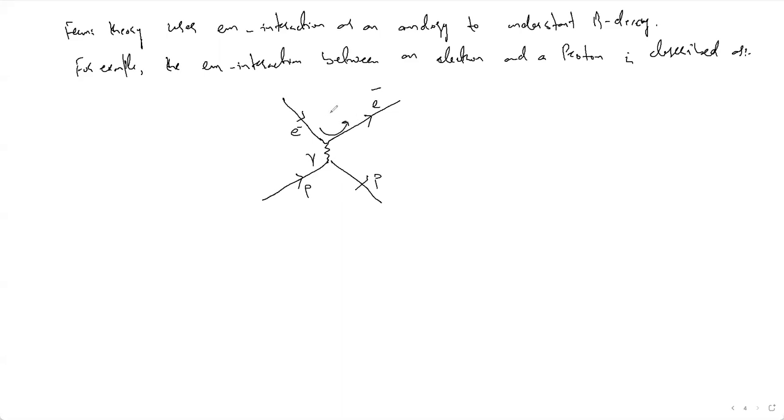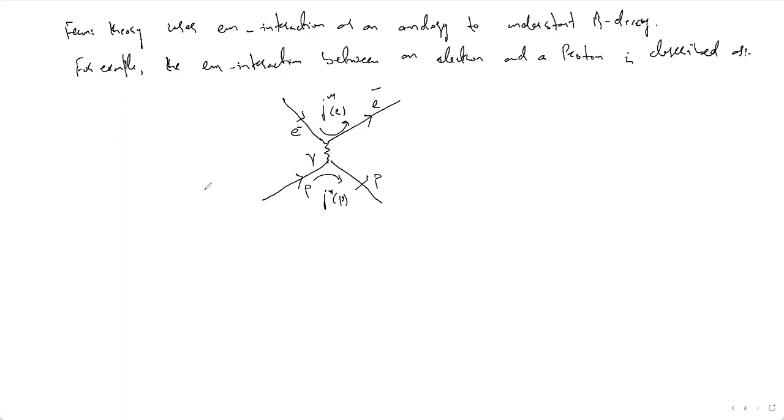We represent this current as J mu E, and here the current will go, this is just a current, J mu P. This is a Feynman diagram describing this electromagnetic interaction between an electron and a proton. Beta decay actually uses this analogy, and he will try to explain beta decay by using this concept used in electromagnetic QED.